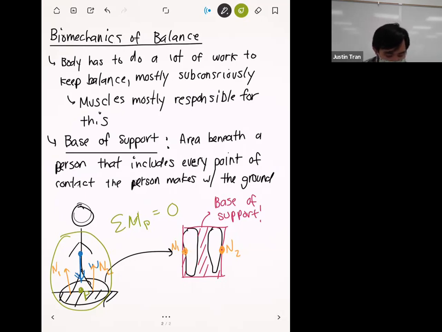Because the person's weight is acting directly into that pivot, the weight is not going to have any contribution to the moment. And because N1 and N2 are equal, the net moment around this point is 0. And so in this situation where there's no rotation of the body, or no net torque on the body, we say that this person is totally balanced.